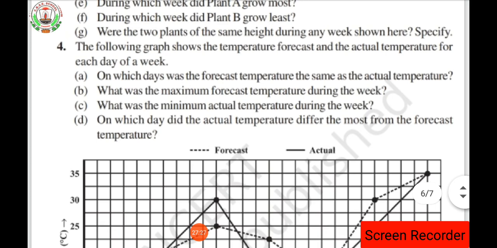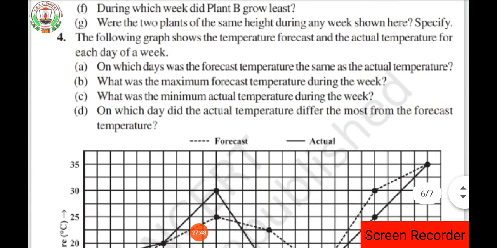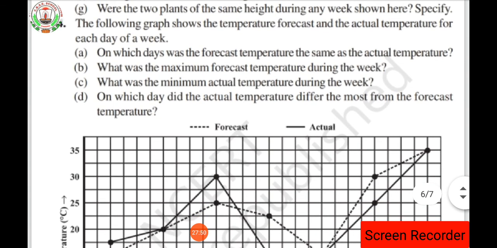The following graph shows the temperature forecast and the actual temperature for each day of a week. On which day was the forecast temperature the same as the actual temperature? Then B, what was the maximum forecast temperature during the week? What was the minimum and maximum, both, actual temperature during the week? On which day did the actual temperature differ the most from the forecast temperature?